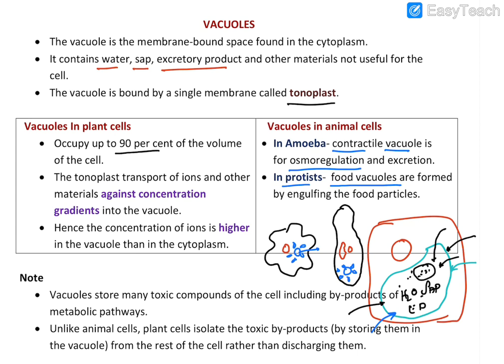Most of the waste that cannot be eliminated will be stored in the vacuole. The major function of this vacuole is that it creates hydrostatic pressure, it provides mechanical support to the plant cell, and it maintains the shape of the cell. That is the function of the vacuole. And also it stores all the waste that cannot be eliminated by the plant cell.